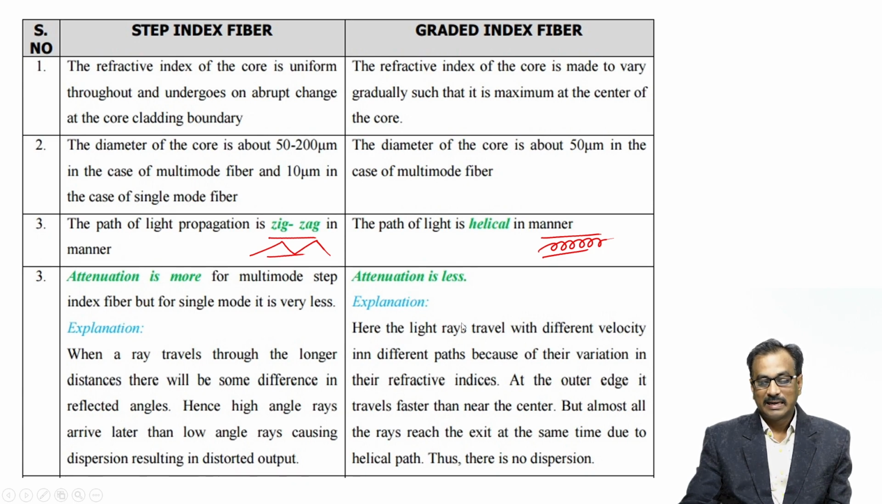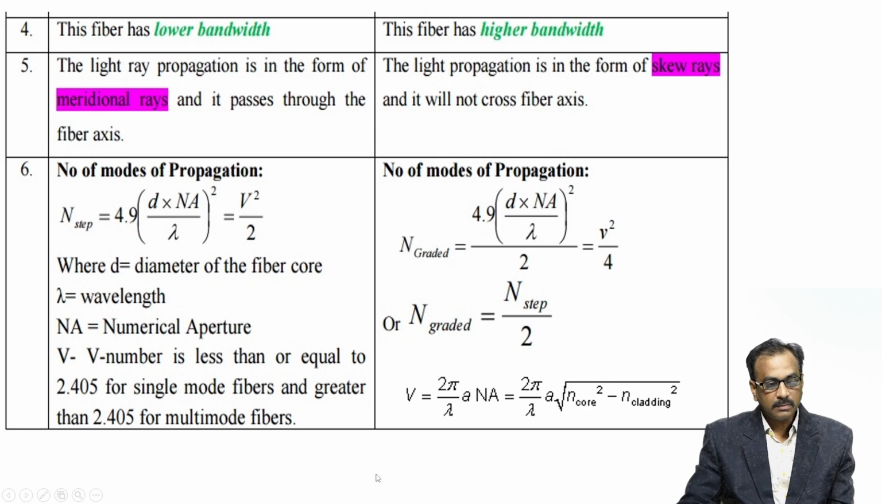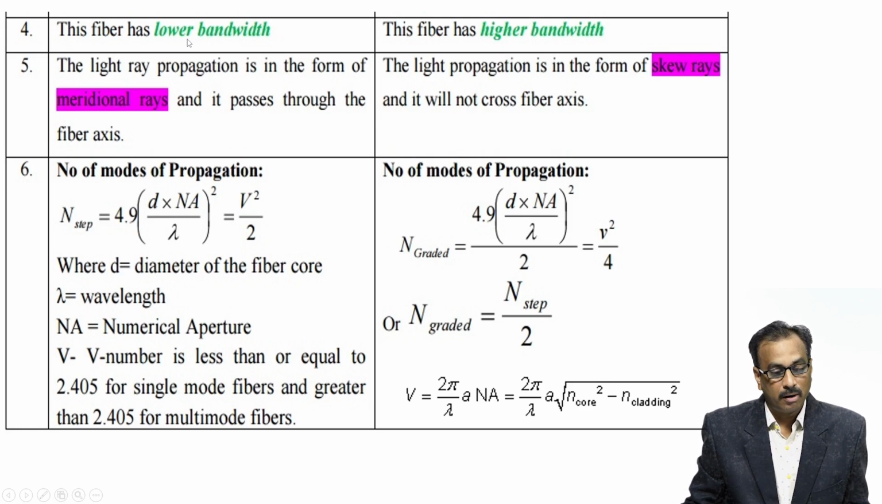Here, the light rays travel with different velocities in different paths because of the variation in their refractive indices. At the outer edge, it travels faster than near the center, but almost all rays exit at the same time due to the helical path. Thus, there is no dispersion. The step index fiber has a lower bandwidth and the graded index fiber has a higher bandwidth.